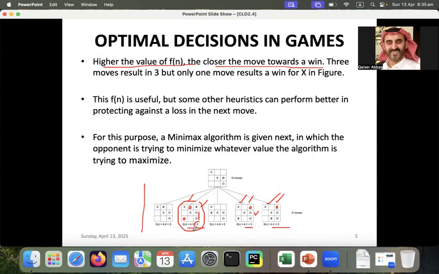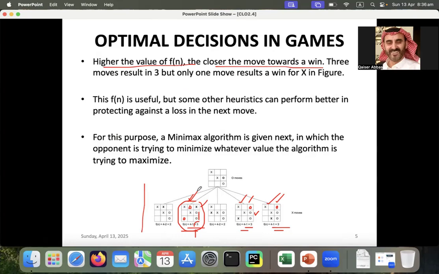So for the player X, the game is close to a win when the f of n is higher. The game is close to the winning position, either for X or for O. But we can say that here the value of f of n is 3, but the player Max, which is X, has only one possibility to win this game out of these 3 possibilities.